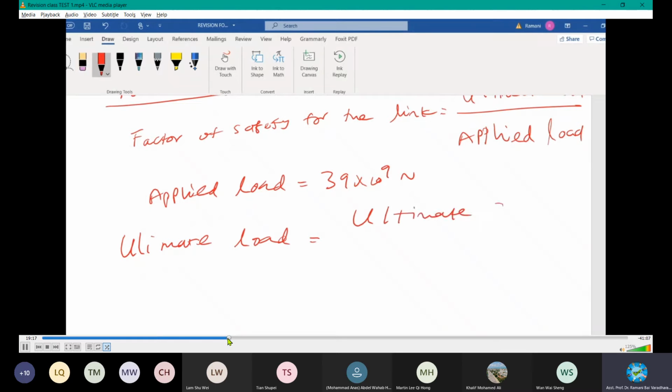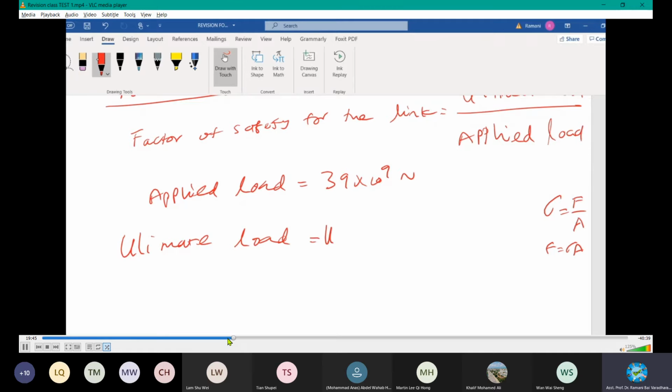Ultimate stress into, I have to have some space because stress is equal to force over unit area, isn't it? Force over unit area. Now you are given with stress, you can find the force. Load is equal to stress into area, right? Load is equal to stress into area. That is what I'm doing here.